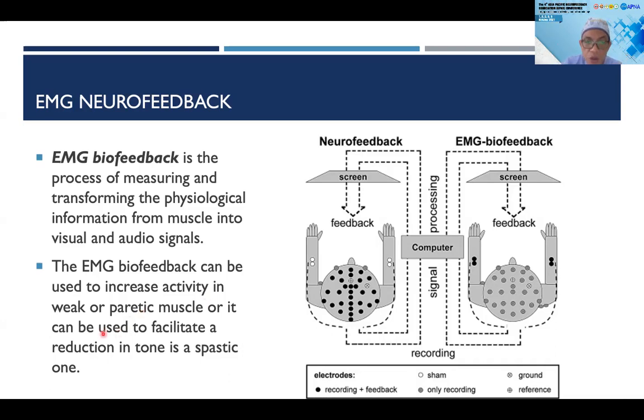Or it can be used to facilitate a reduction in tone in a spastic muscle or in spasm. For example, in patients with tension type headache or fibromyalgia, there will be spasm, and then we can use EMG to give the information, the biofeedback. This is the spasm. If you relax, we give the relaxation techniques, and then the spasm will be reduced.